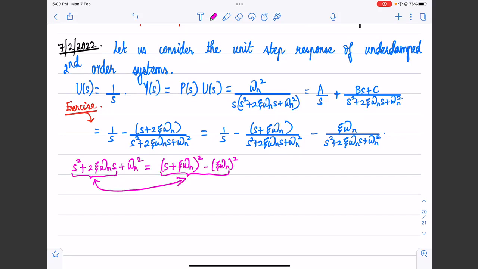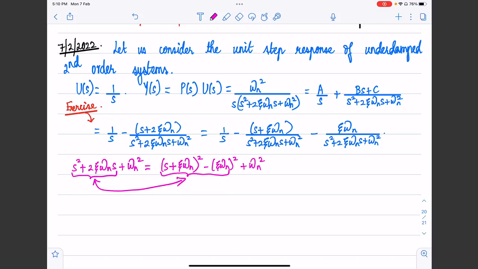So this is what is called completion of squares. We take the s squared term and the s term, divide the coefficient of s by 2, write s plus that term whole square, and then subtract the square of the constant term from this first term. If you expand, you will get s squared plus 2 zeta omega n s plus zeta squared omega n squared, but then you also have a minus zeta squared omega n squared, which cancels. So you will see that we get the same answer. I hope that is clear. Then we have plus omega n squared, which is remaining.